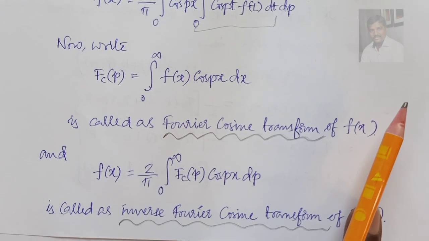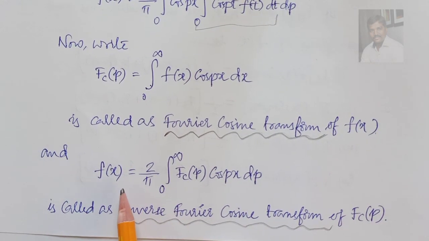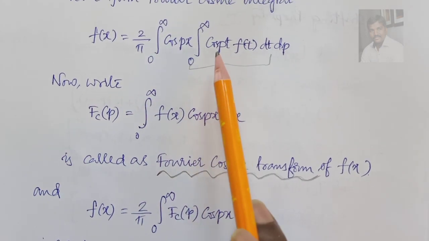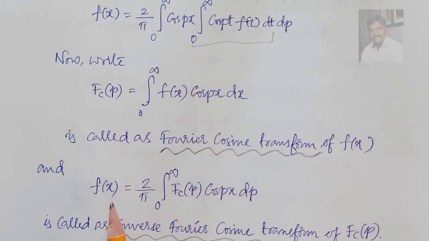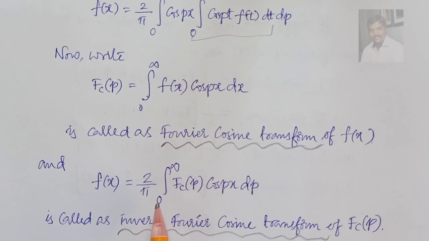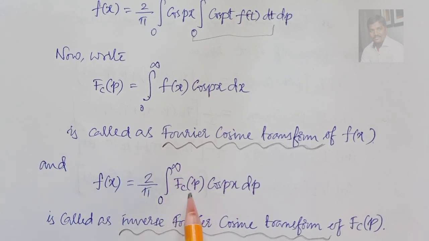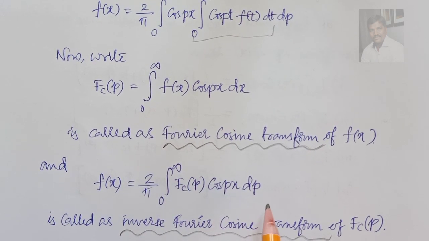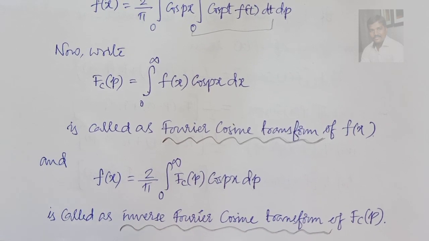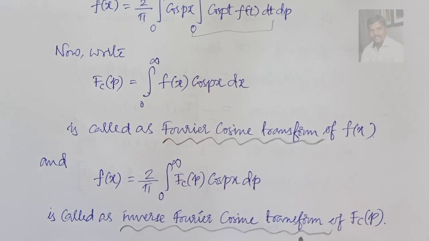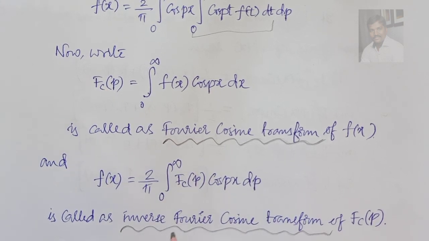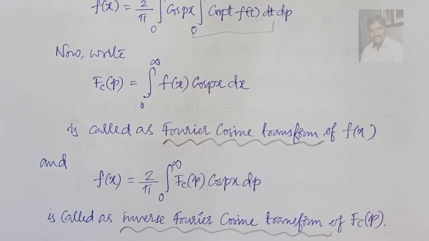Now if I take this and substitute it, I will get f of x is equal to 2 by pi into integral 0 to infinity Fc of p into cos px dp. This is called the inverse Fourier cosine transform of Fc of p.